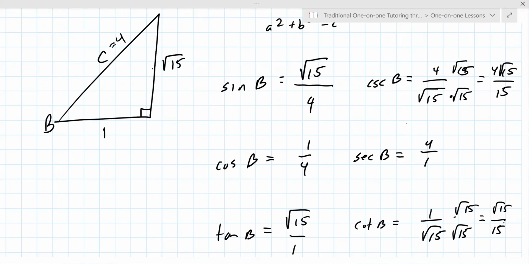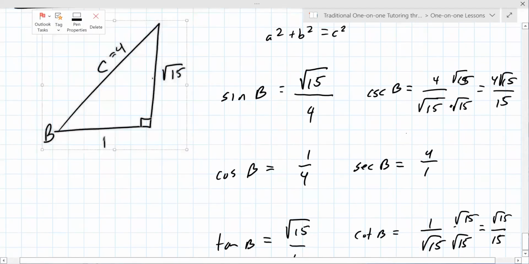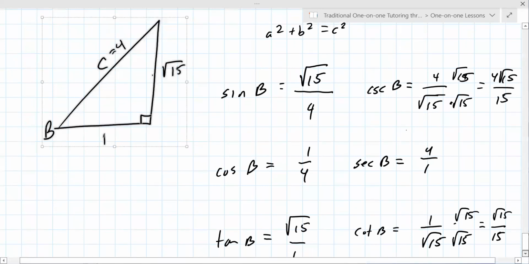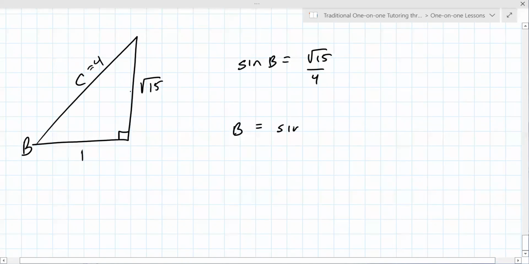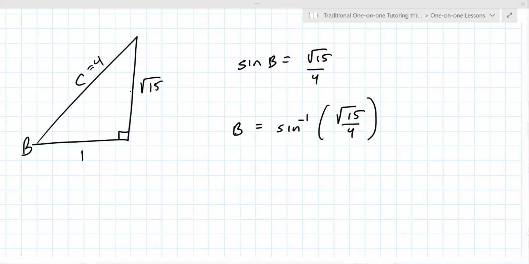Okay, let's grab this triangle here and let's just do a couple more things. One of the things I have not had you do is actually find the value of B. Like we just said, sine B is square root of 15 over 4. But what is the actual angle measure of B? That's where you do the sine inverse of square root of 15 over 4. So could you do that for us? Yeah, one second.